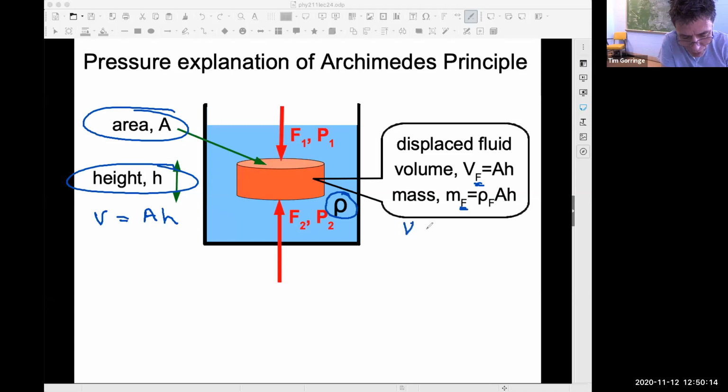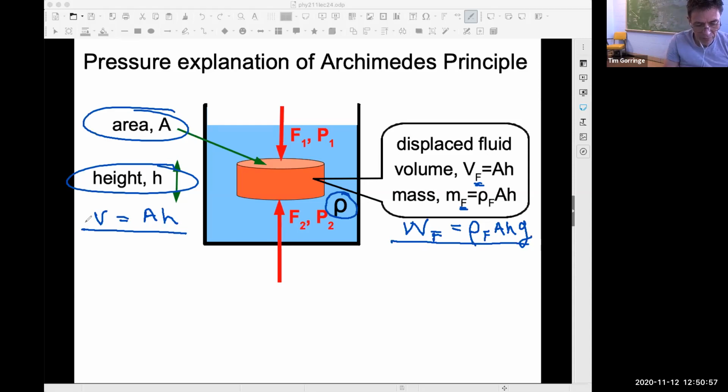And if we wanted the weight of the fluid, here's the weight of the fluid, it would just be the acceleration of gravity times the mass of the fluid. So it would literally be rho, the density of the fluid, times the volume of the fluid, times the acceleration of gravity. And this equation here, for the weight of fluid that we displaced, that we've got from this equation over here, from the volume of the object we put in the fluid, we're going to use that to derive the buoyant force. Okay.